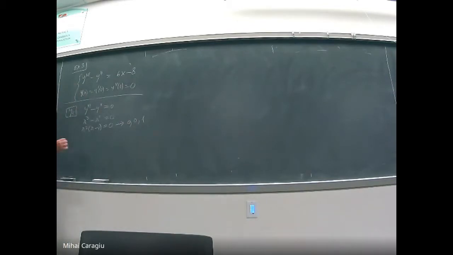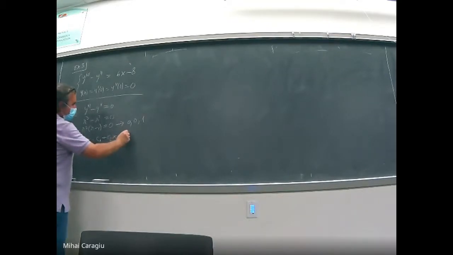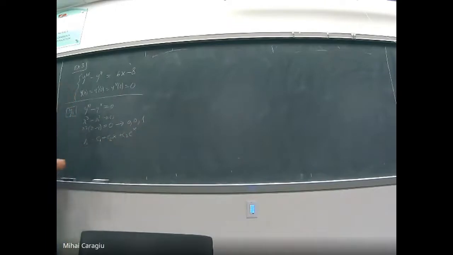Based on this, what's y sub c? Because 0 is a double root, we get c1 e to the power 0x, which is just c1, a constant, plus c2x e to the power 0x, so we write c2x, plus c3 e to the power x. You know, the duo c1 plus c2x reflects the fact that 0 is a repeated root. Okay, so we are done with y sub c.